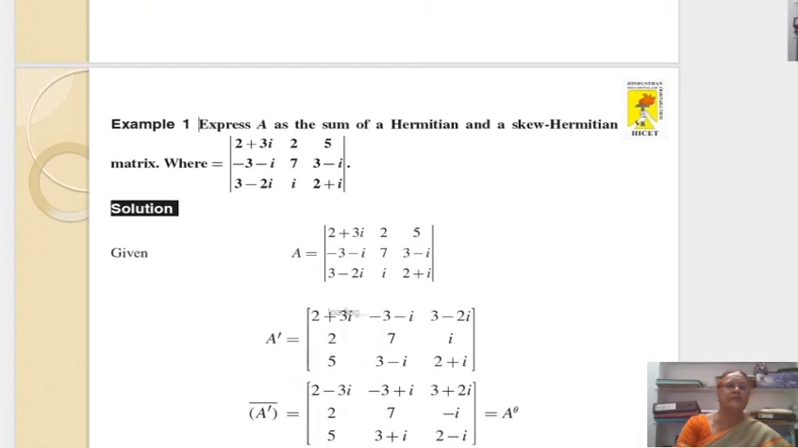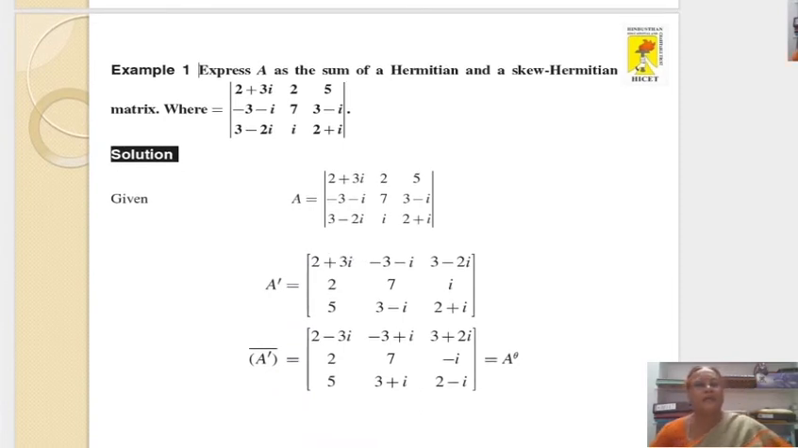The example problem: we have to express A as the sum of Hermitian and skew Hermitian matrices, where A is 2 plus 3i, 2, 5; minus 3 minus i, 7, 3 minus i; 3 minus 2i, i, and 2 plus i. Now, to the solution, given A equals 2 plus 3i, 2, 5, minus 3 minus i, 7, 3 minus i, 3 minus 2i, i, and 2 plus i.